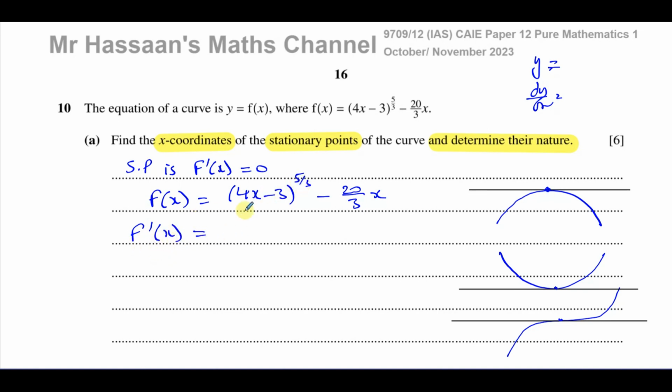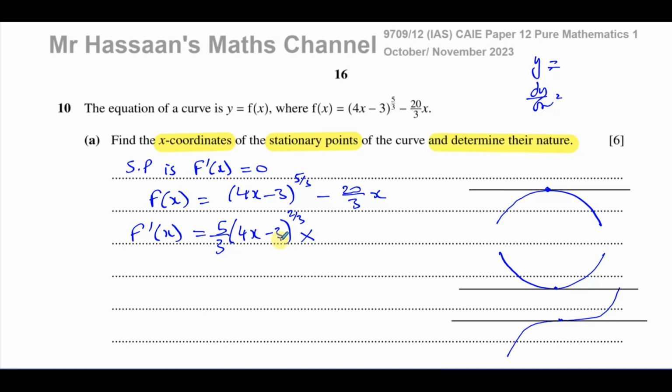So we multiply by the power. Here we have to use the chain rule for this term, because you have a function inside another function: something raised to a power, and inside it is a function in itself. A lot of people mess up with this, so you have to be careful. So I'm going to do 5 over 3 multiplied by the bracket 4x minus 3, but then I take 1 from the power. So 5 over 3 minus 1, which is 5 over 3 minus 3 over 3, which is 2 over 3. Then don't forget to multiply by whatever is inside differentiated.